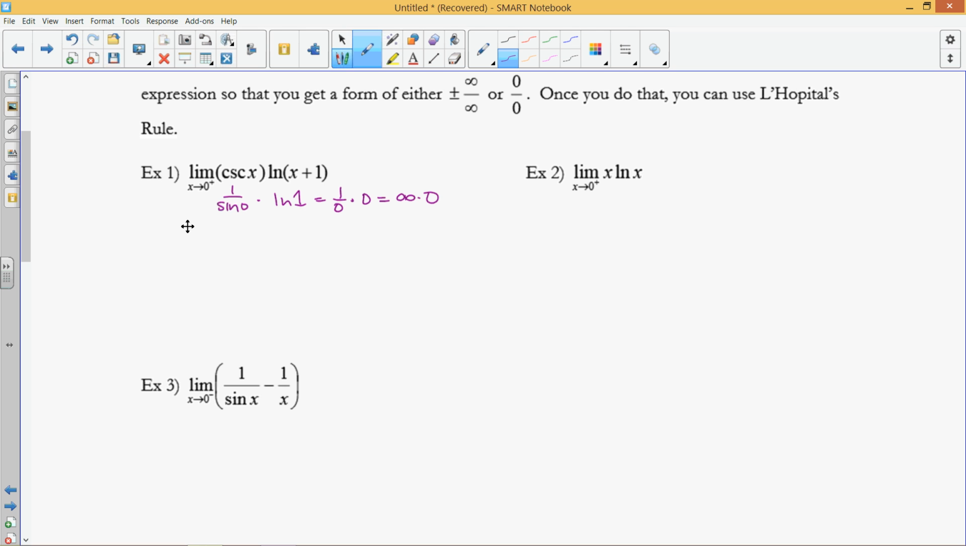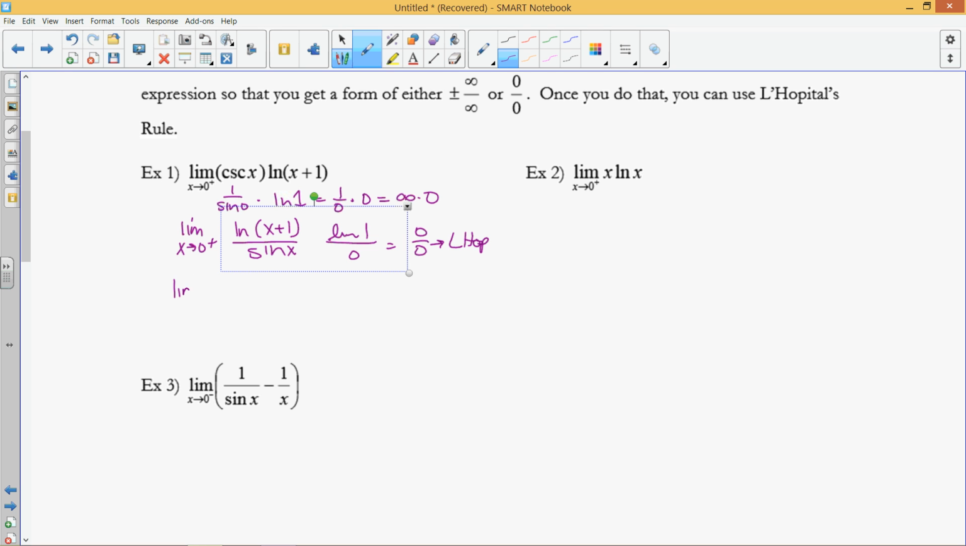So what I'm going to do is rewrite this and say, you know what? Another way to do this is the limit as x approaches 0 from the right of 1 over sine x times ln(x + 1), which becomes ln(x + 1) over sine x. Now when I plug in that 0, I get ln 1 over 0, which is 0 over 0. So now I can use L'Hopital.